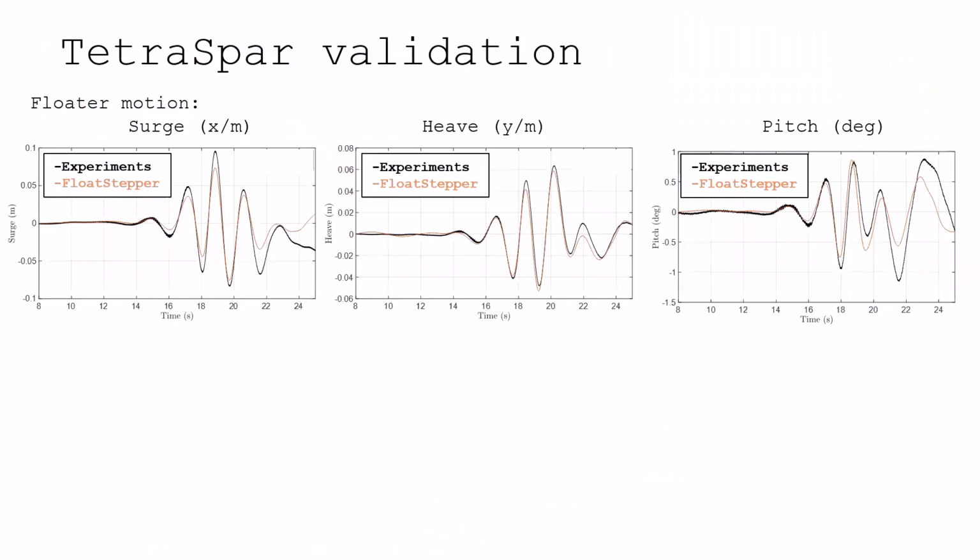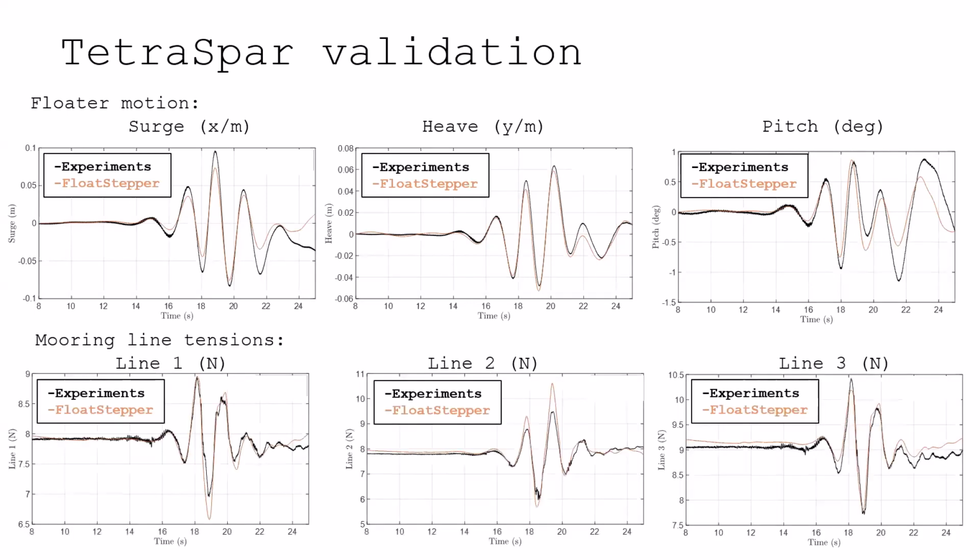It seems to work pretty well. So here I show you the surge, so that's back and forth, heave up and down, and pitch of this TetraSpar, showing experiments in black and FloatStepper results in this orangish color. And mind you, it's not a perfect match, but we also have the complication that we have mooring lines where we need to adjust the parameters going into their stiffness and other parameters. So with that in mind, I think these are pretty promising preliminary results.